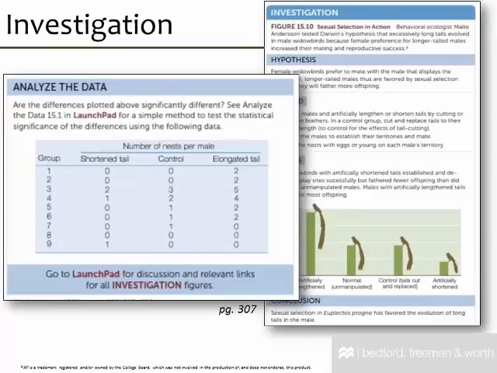Within the chapter, you will also find investigation pieces. These investigations provide a hypothesis, method, and results for your students to work with. They also provide an analyze the data question that you can use to test your students' knowledge of the investigations.